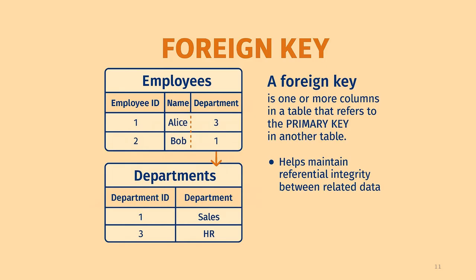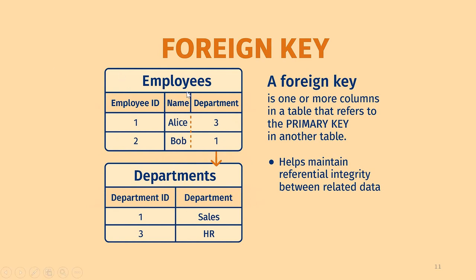And now let's go to the foreign key. A foreign key can be one or more columns in a table that refers to the primary key in another table. This foreign key is helpful to connect tables together. Like if we want to connect table courses to table students, we can use the foreign key. Here we have another example.